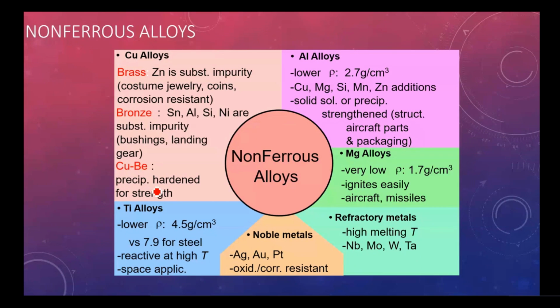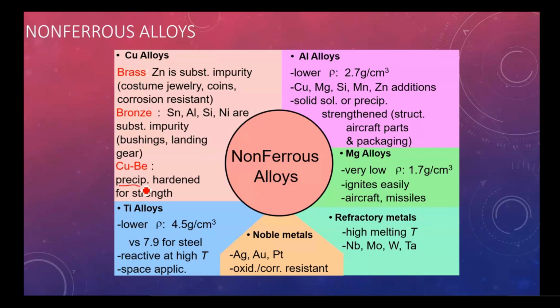And then you have a category of bronze. What is the difference between brass and bronze, by the way? Sir, both are alloys but made from different metals. There are different impurities. Yes, in bronze you essentially have tin, aluminum, silicon, and nickel as the impurities, and they are normally used for landing gears. Copper beryllium is a special category of alloy which is precipitation hardened for strength.